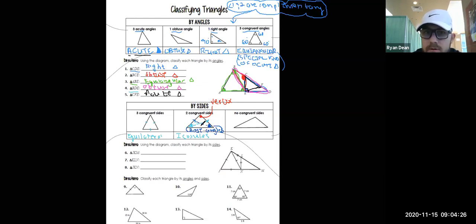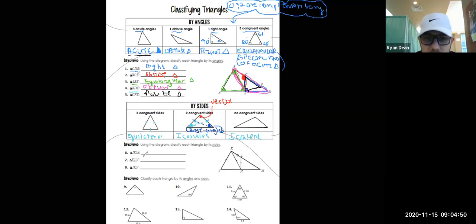Now, if there's no congruent sides, this one is called a scalene triangle, scalene. So scalene has no congruent sides, and we can't do anything with angles with it. So let's classify some of these triangles by their sides.